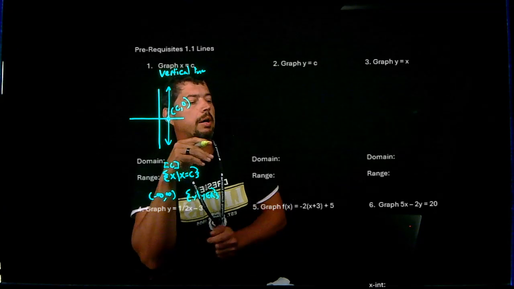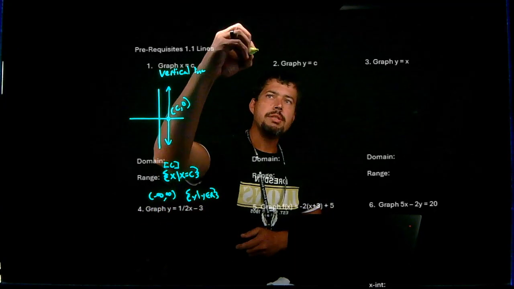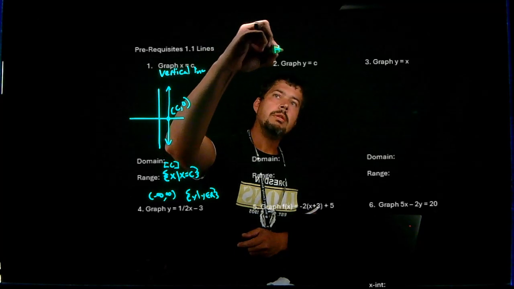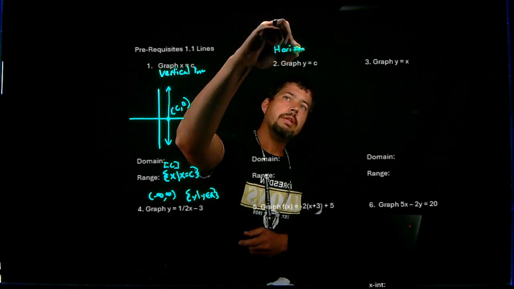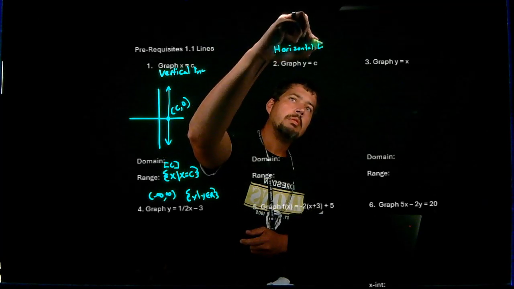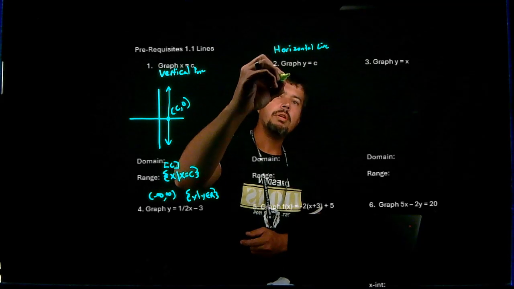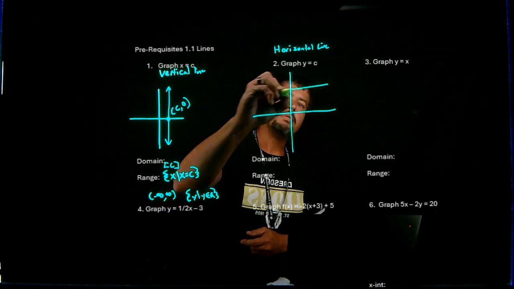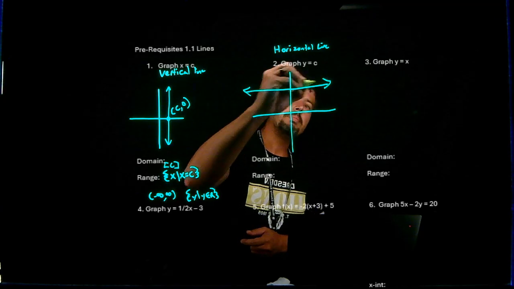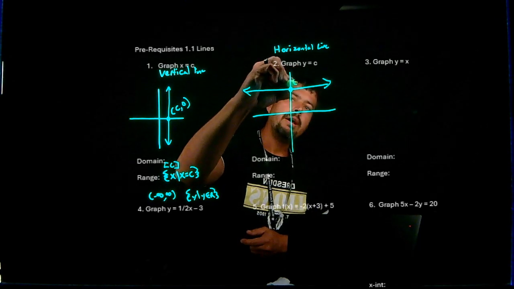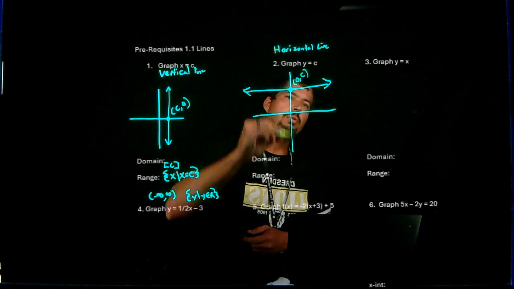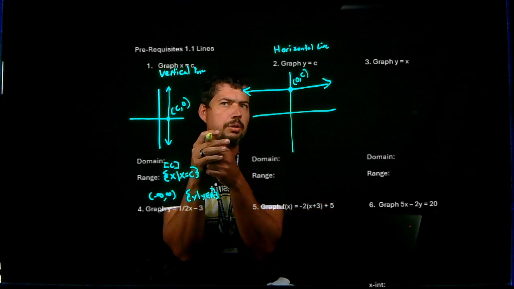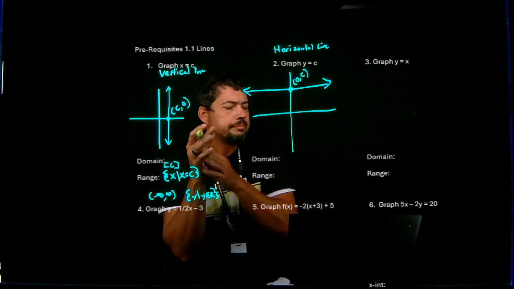Next up is y equals c. This is going to be a horizontal line. This is a mom function. It's the mom function for all horizontal lines. And we just draw ourselves a horizontal line anywhere on the piece of paper. And on the y-axis, the x value is 0, so the coordinates there where we cross the y-axis are 0 and whatever the constant might be.